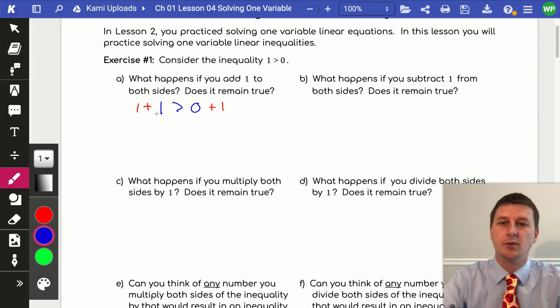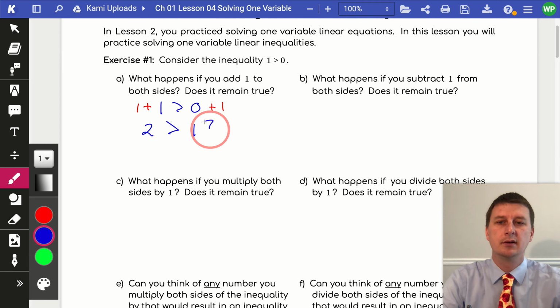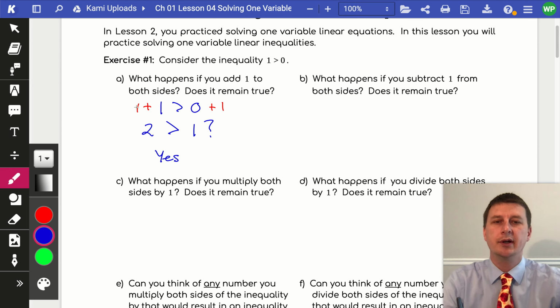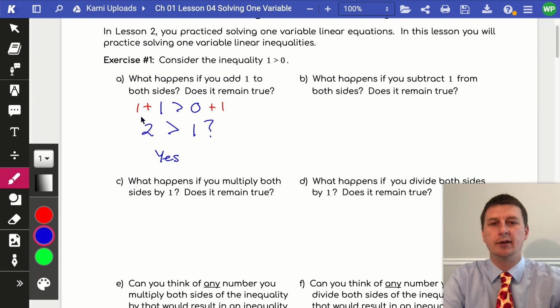Well, 1 plus 1 would give me 2. I'll bring down my inequality. 0 plus 1 will give me 1. Is 2 greater than 1? And your answer is yes. It remains true. So we're able to say that we could add 1 to both sides of an inequality and it will remain true. What happens if we subtract 1 from both sides?